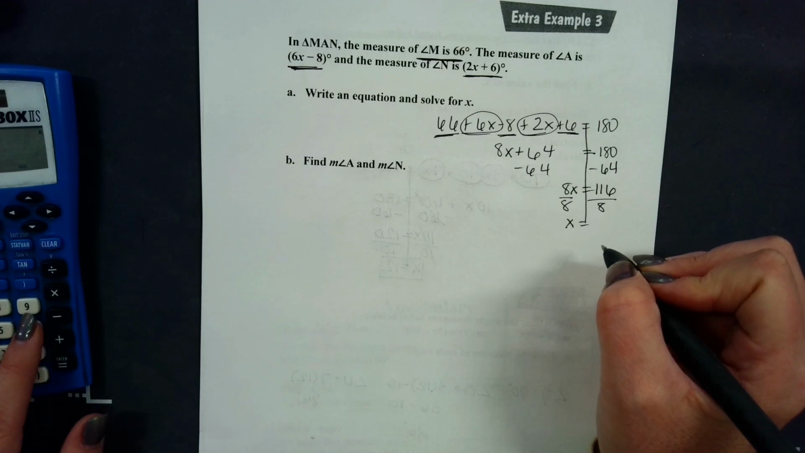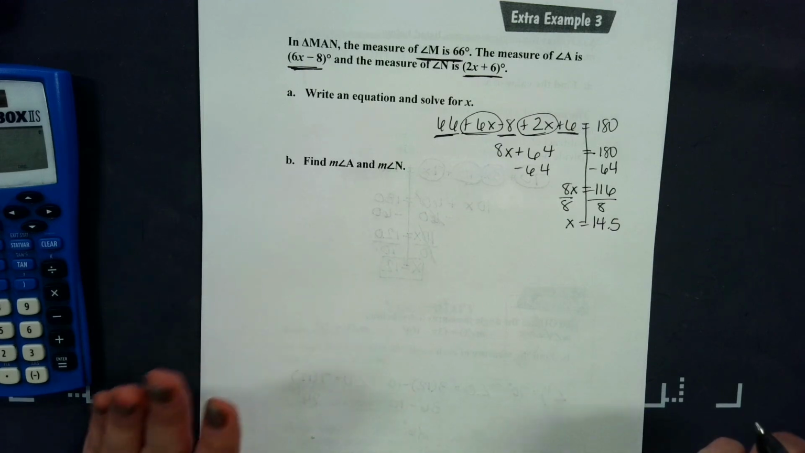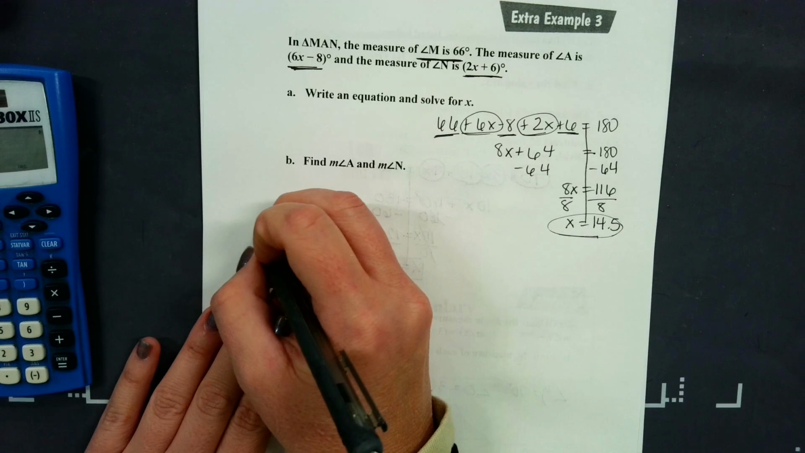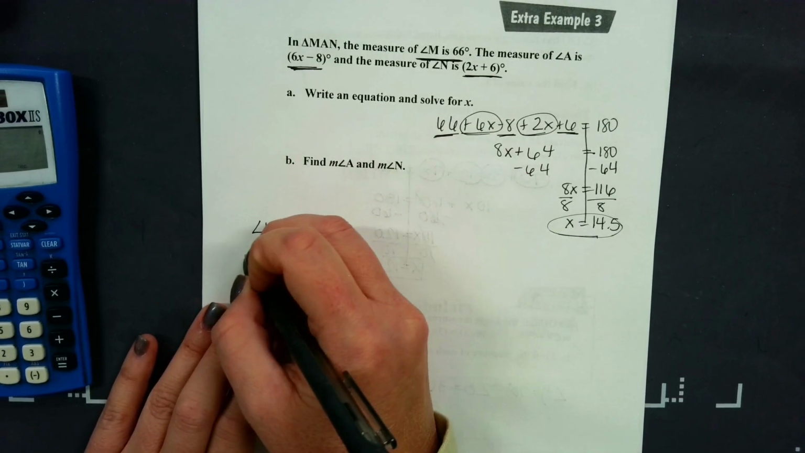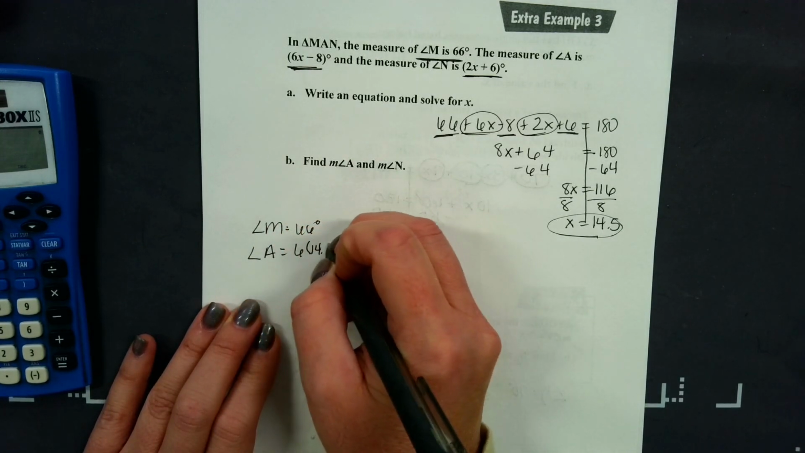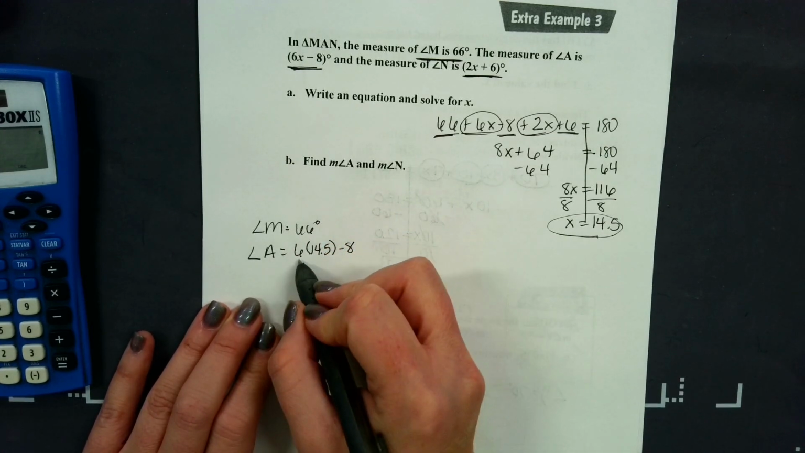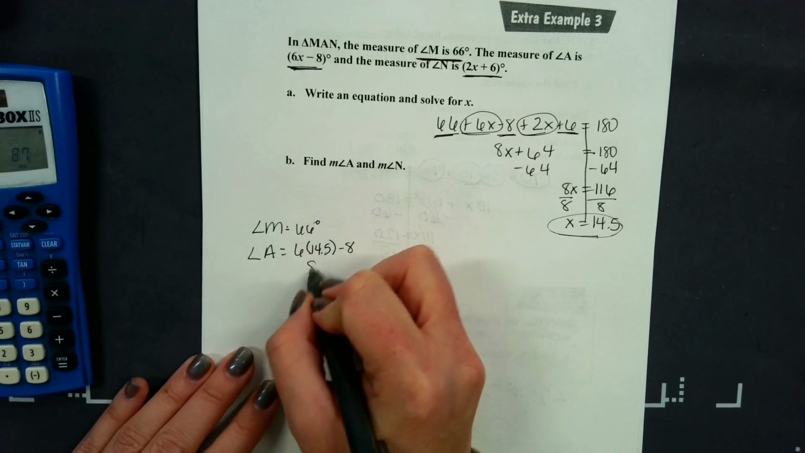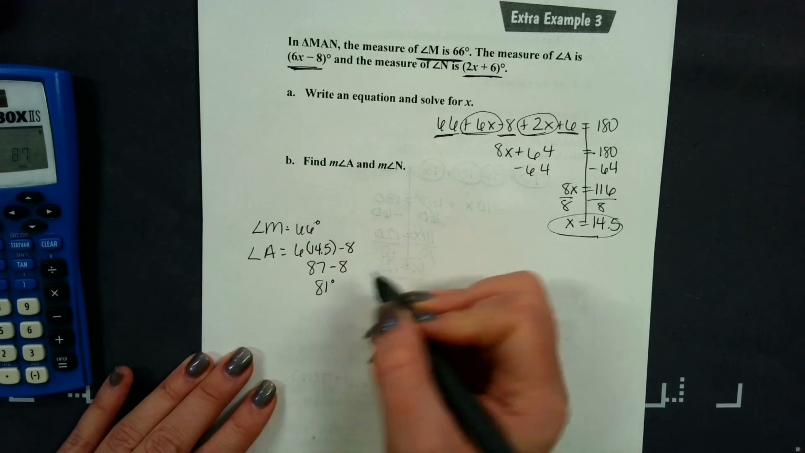14.5. I will give you decimals like that. That's okay. Now you need to put that in for each one. I know that angle M is 66 degrees. Angle A is 6 times 14.5 minus 8. So 6 times 14.5 gives me 87. Take away 8 would be 79 degrees.